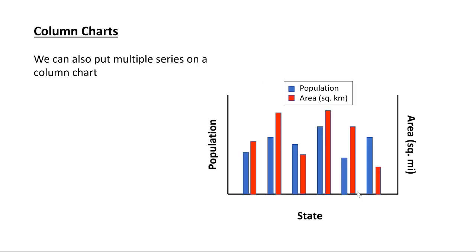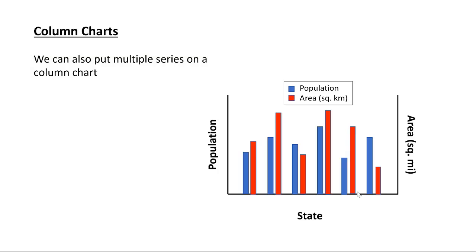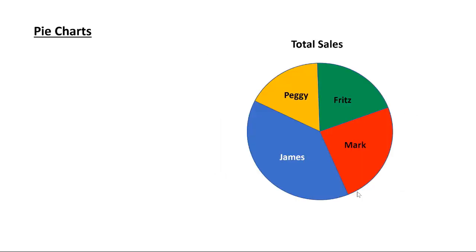You can also put multiple series on a column chart. Perhaps you had a state here, but you wanted to add multiple series. We could put population on a primary axis, and on the secondary axis you might have the area in square kilometers. I'm also going to talk about pie charts.